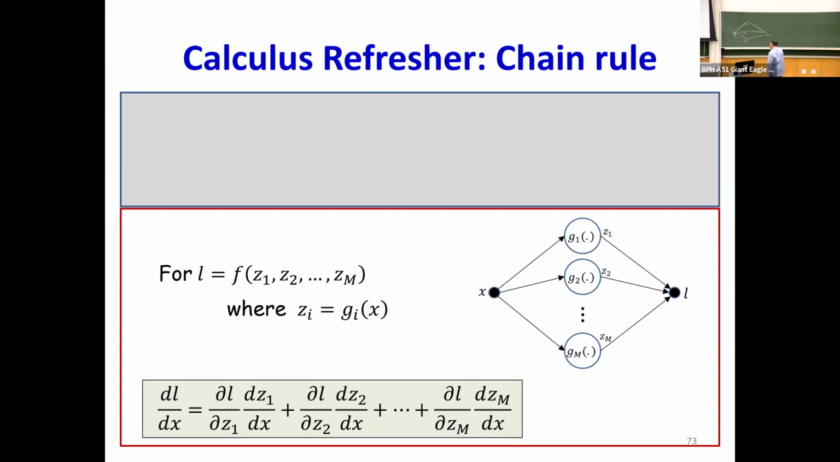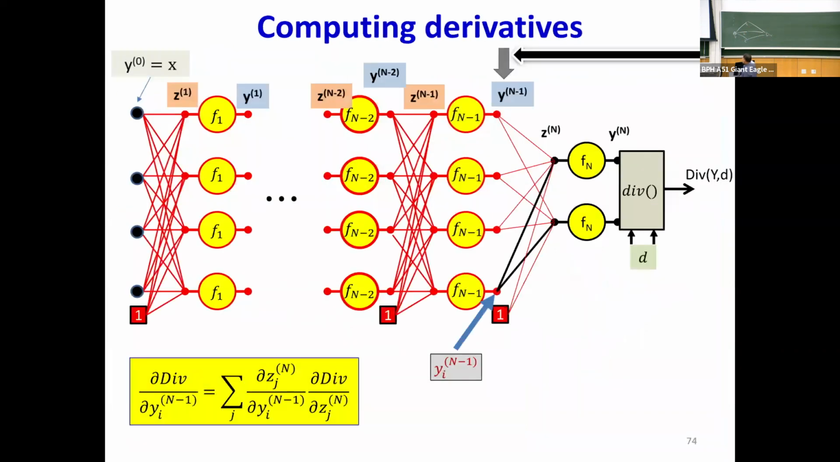The derivative of the divergence with respect to y is going to be the sum over all of these z's of the derivative of the divergence with respect to z times the derivative of z with respect to y. It just follows from this rule, right? And so I can say that the derivative of the divergence with respect to the first y is going to be the sum over all of these z's that the y connects to of the derivative of the divergence with respect to z times the derivative of z with respect to y, right?